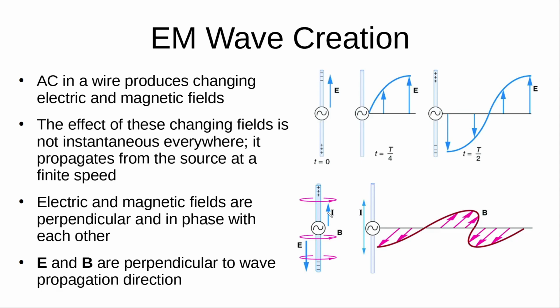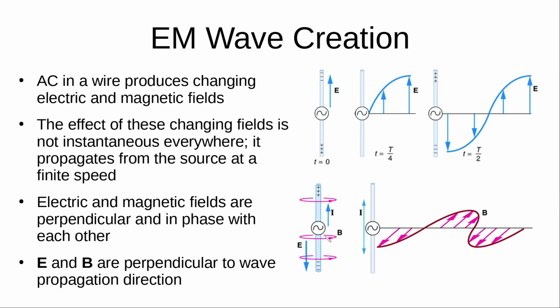So if the current at some instant is upward, like it's showing in this lower left-hand picture, then the magnetic field on the side of the wire where we're examining the electromagnetic wave will be pointing into the screen. And then later it could be pointing out. And so we would also get an oscillation in the magnetic field that propagates through space at a finite speed, at the speed of light.